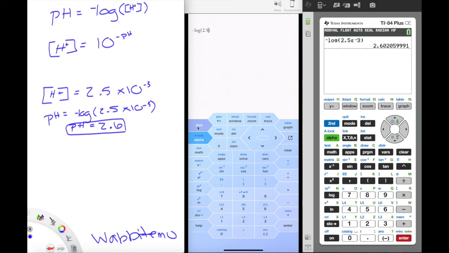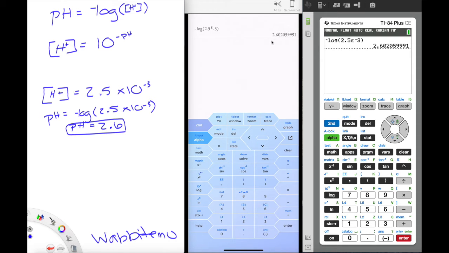So I'm going to come up here, I'm going to hit second and E, and then whatever comes after that is going to be our exponent, so I'm going to hit -3 and enter, and I get the same answer. Sweet. So 2.6 is going to be our pH.